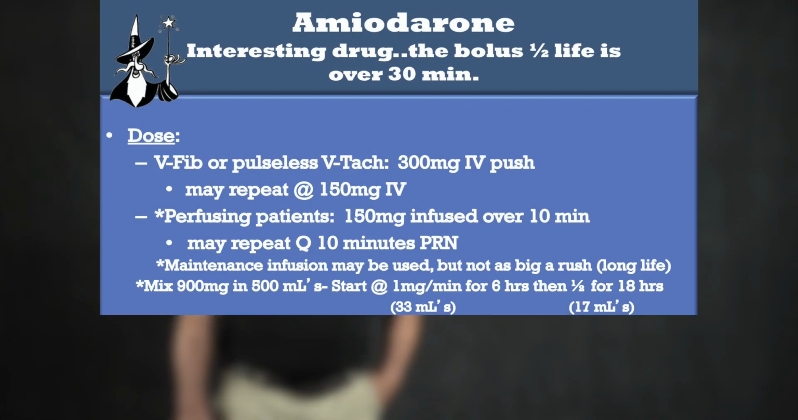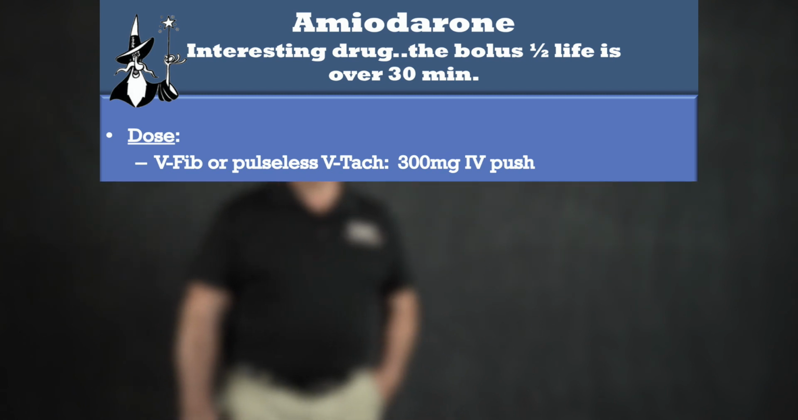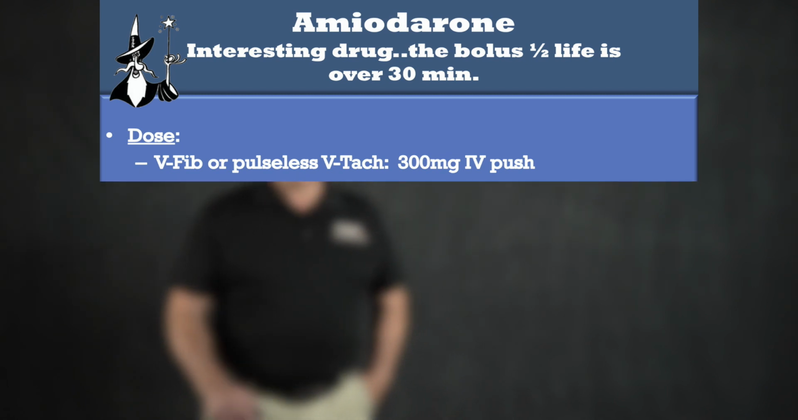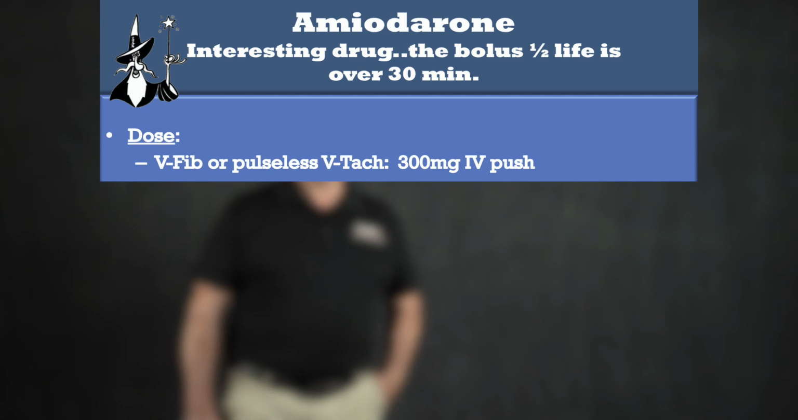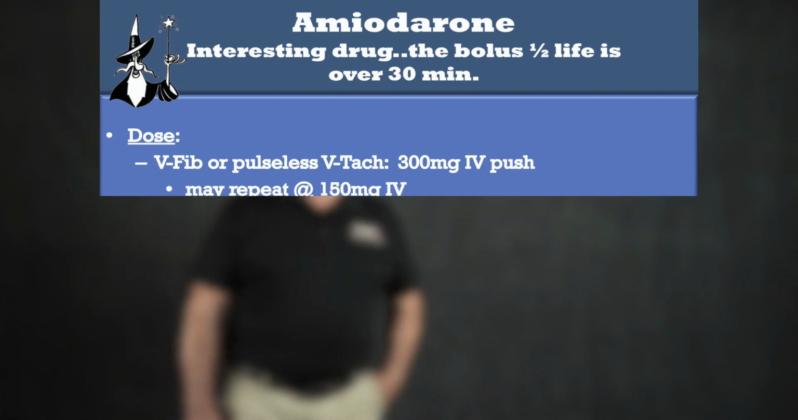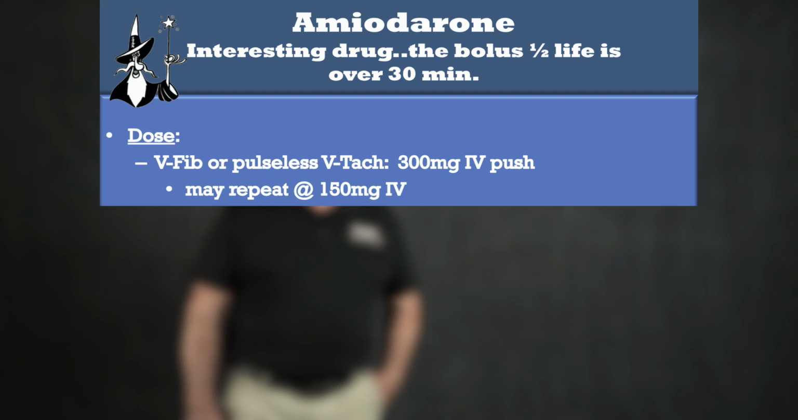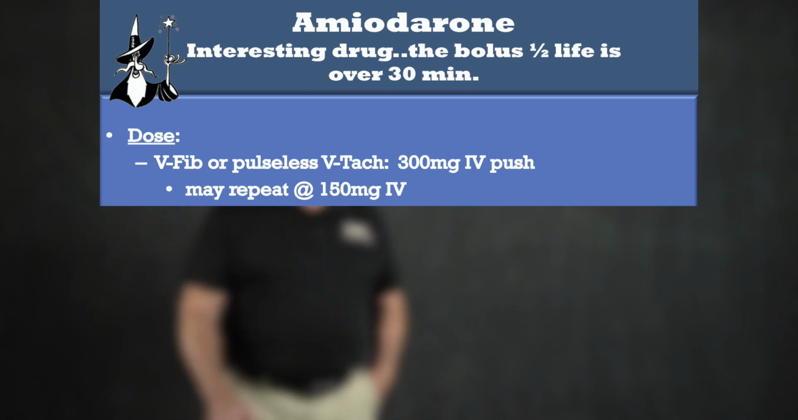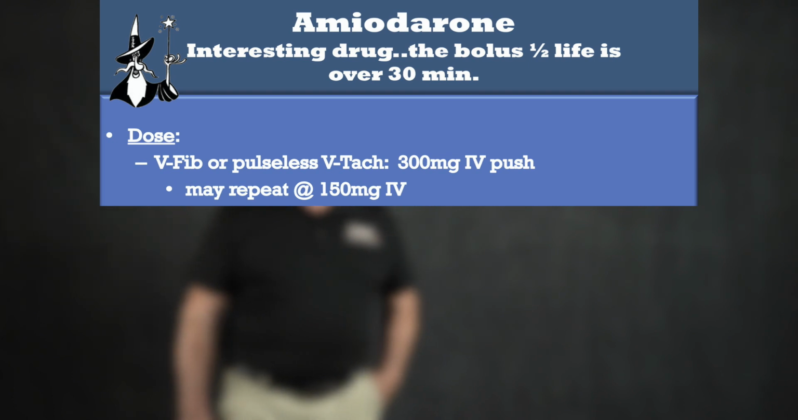After our 4-minute cycles of CPR, so that would be two 2-minute cycles with a medication in between, we would add our repeat dose of amiodarone, which is 150 milligrams, and that's the bolus dose max for your cardiac arrest patient during that cardiac event.